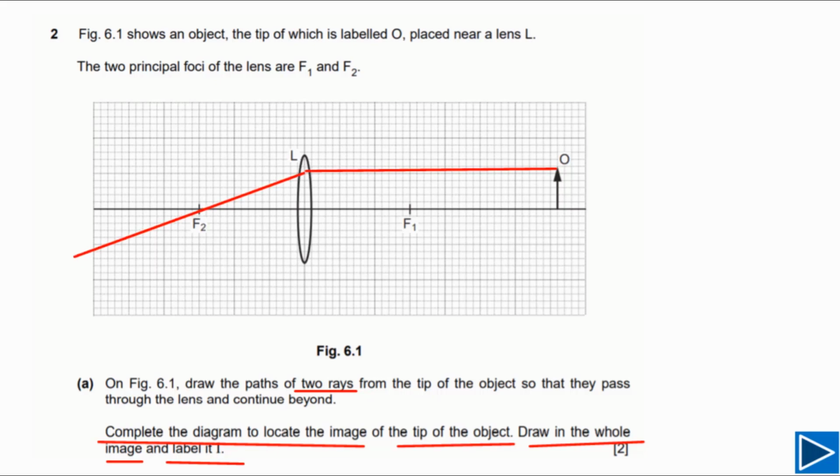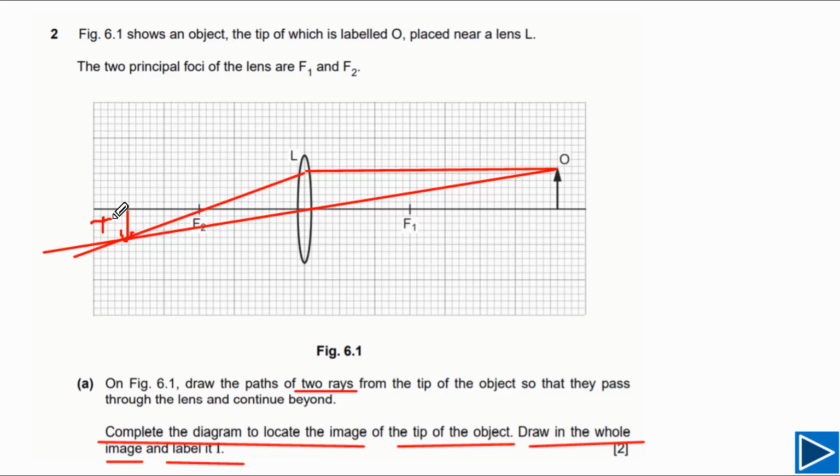Now we need to draw another ray, and that one again we will take from the tip of the object, and this will pass through the optical center and it will go straight. And where these two rays meet, our image will form. In this case, our image will form at this point. So this is the location of the image. We can also use an arrow for this. So this is our image.